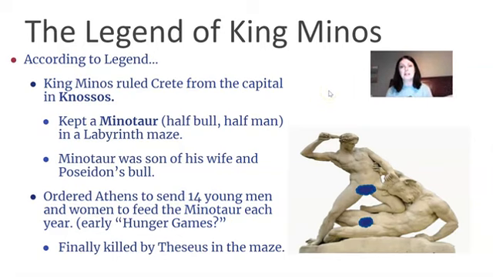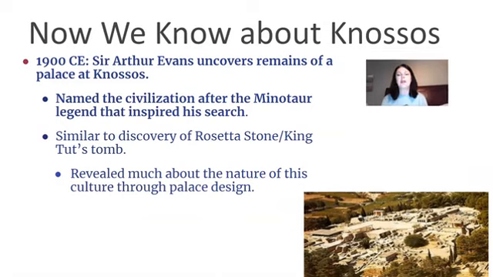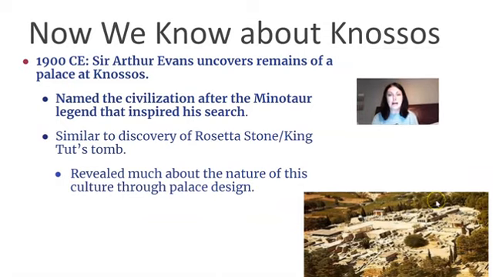But the wonder was, did such a place actually exist? So Sir Arthur Evans comes along, finds the Palace of Knossos. He actually finds the thing, and inside of it is this great abundance of wall paintings that were in there, and they named the civilization the Minoans after the Minotaur, because that's the whole thing that inspired this.